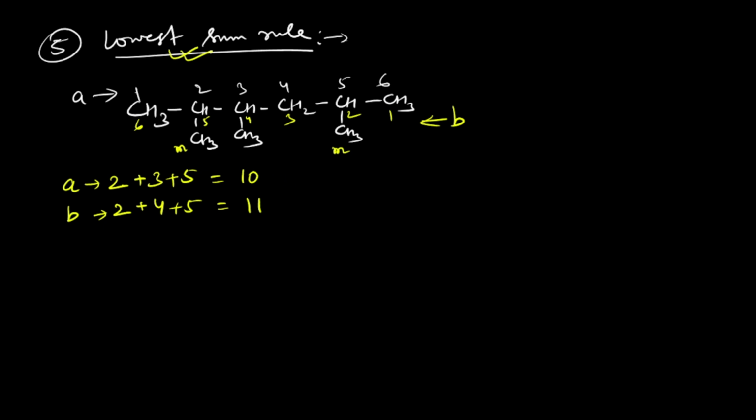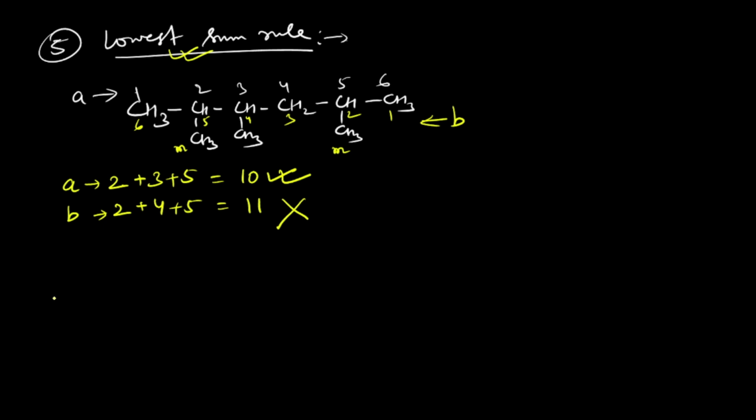That's why the lowest sum rule. After summation, which one is lowest? This one is lowest. So numbering A will work over here, not numbering B. Got it? So these are the 5 rules to name: select the longest chain, then select the parent chain, then start numbering, then alphabetical order, then your lowest sum rule. These are the rules.